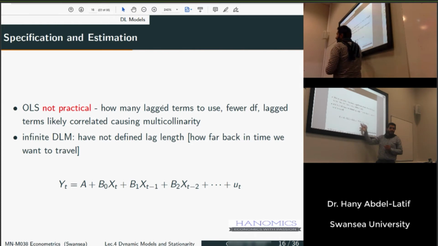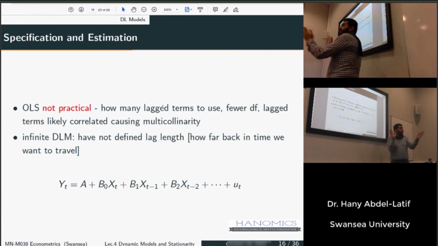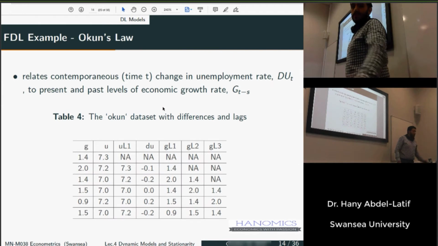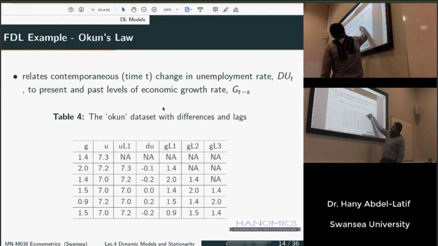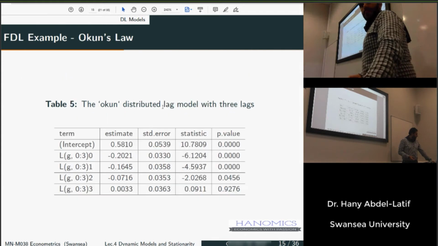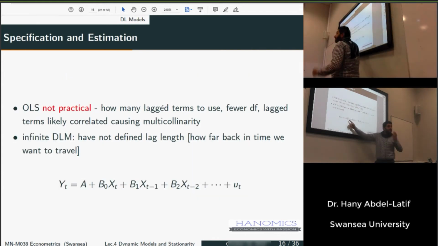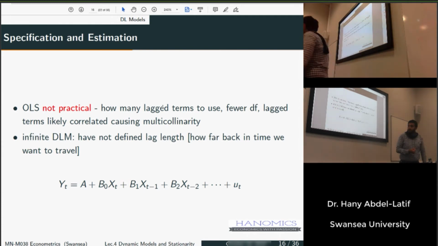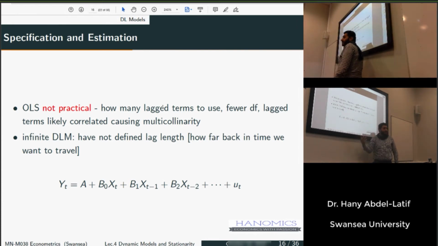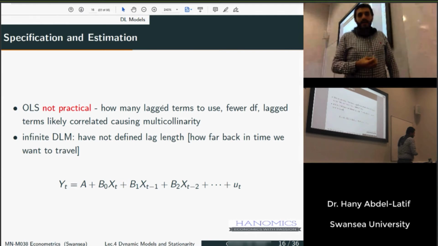So including these x's might create this sort of multicollinearity, or you may have a very small sample. Every time we go back in time, we lose observations. With 3 lags, you're losing 3 observations, and you also need observations to estimate these parameters. So you might have very few observations, and a very small sample might not be enough to do this estimation or to get a meaningful estimation.